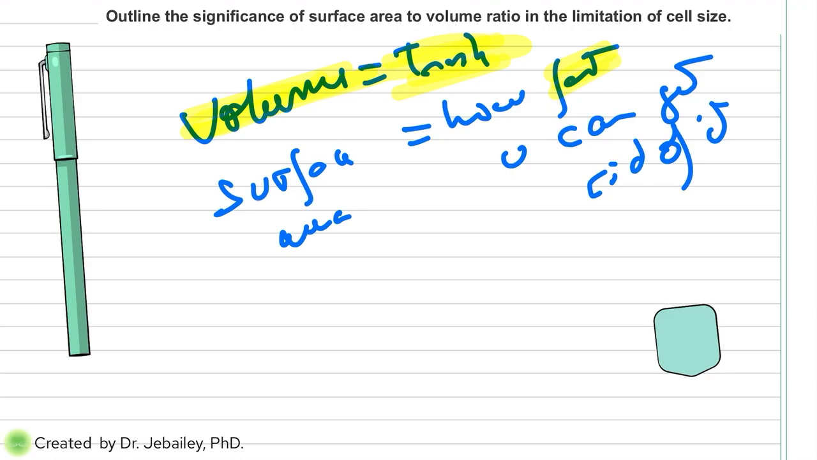So every time volume is increasing, the surface area should be increasing. That's what happens. But sometimes the volume will reach a point that it's so big that the surface area cannot handle taking it all out. And this is the time that you know that the ratio is not good. That means the relationship between these two is not good enough anymore. That means it's time to divide.